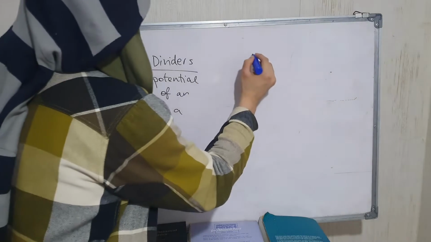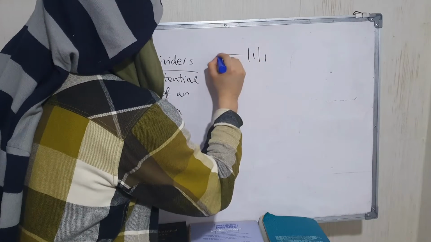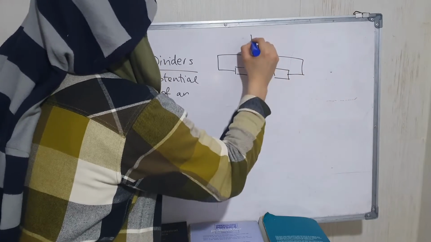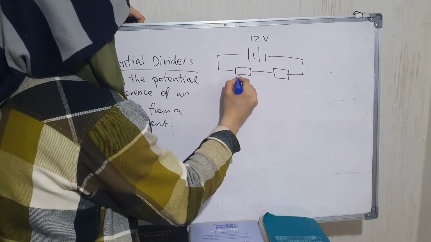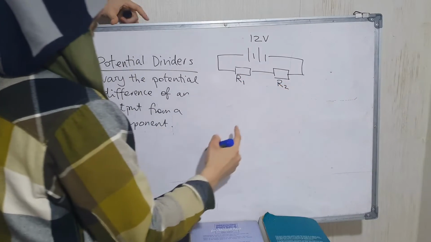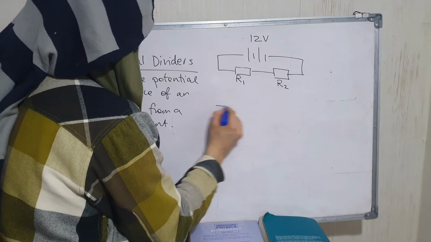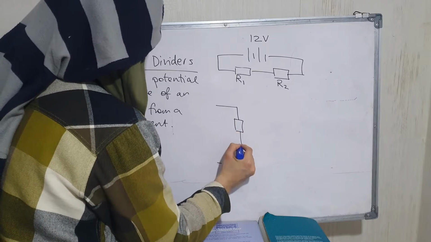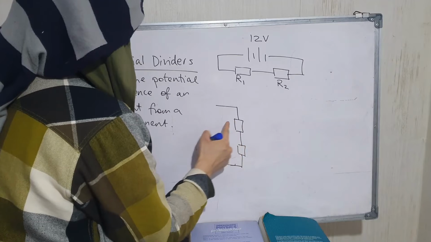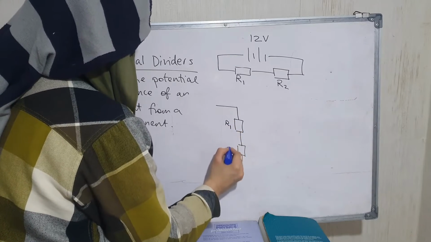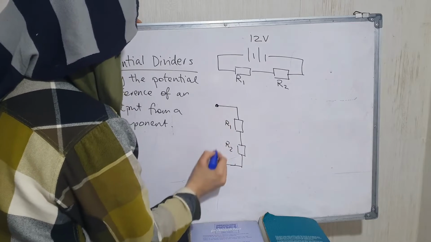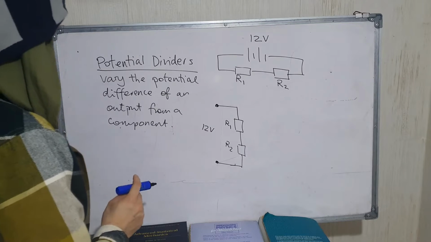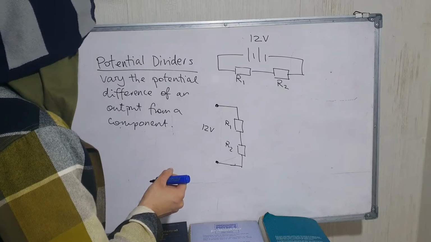So if I was to draw a diagram, let's just say of 12 volts, and let's just say that this was R1 and this was R2, you can draw a diagram that looks like this. So here you have R1, here you have R2, and here these will be the terminals, and that would be 12 volts. All right, so let's calculate what would the voltage output be.